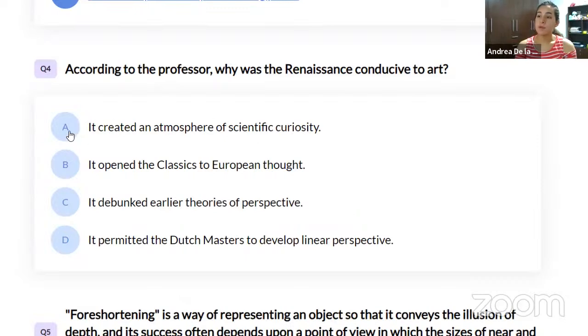Because it created an atmosphere of scientific curiosity, right? The professor says that before the Renaissance, they didn't know anything about perspective, right? And then the professor says, and then came the Renaissance, the rebirth of learning and the sciences. So the Renaissance was when art started mixing with science, right? And it created this atmosphere of scientific curiosity where people started experimenting, searching for more precise methods, and they created the theory of perspective. Right?